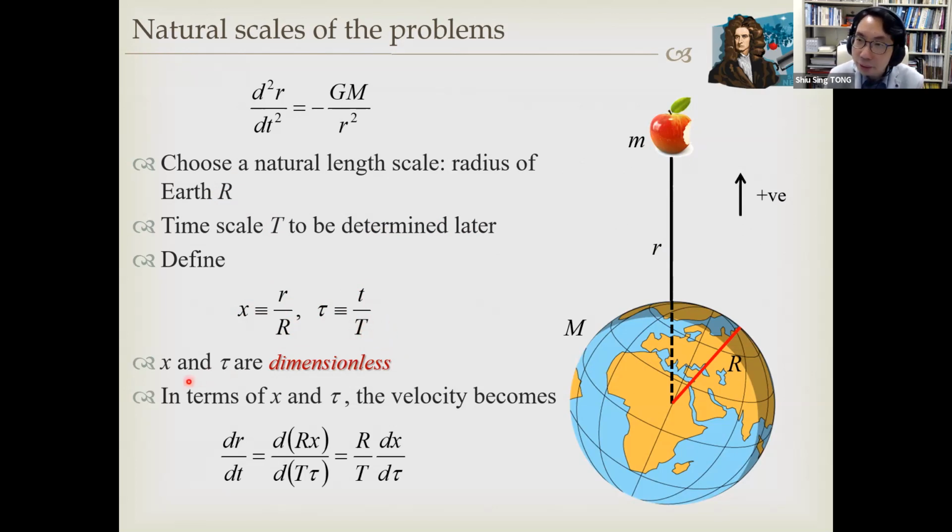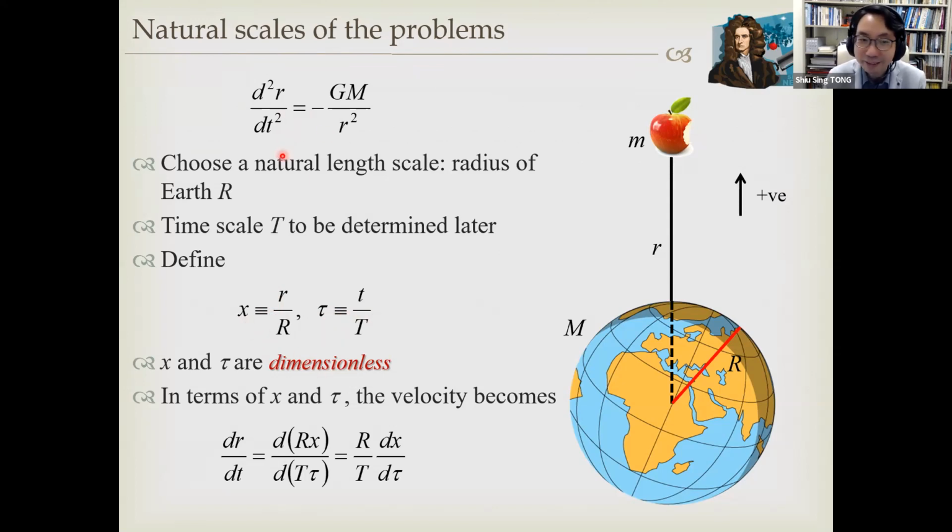Now, you can notice that x and tau are dimensionless because x is a ratio of 2 distances. So the distance cancels. In whatever unit, the dimension of distance will cancel because it's a ratio of 2 distances. And for tau, the dimension of time will also cancel because it's a ratio of 2 times. Big T is a time, and the original time variable t, small t, is also a time. So when I divide the two, the dimension is gone. So they are dimensionless.